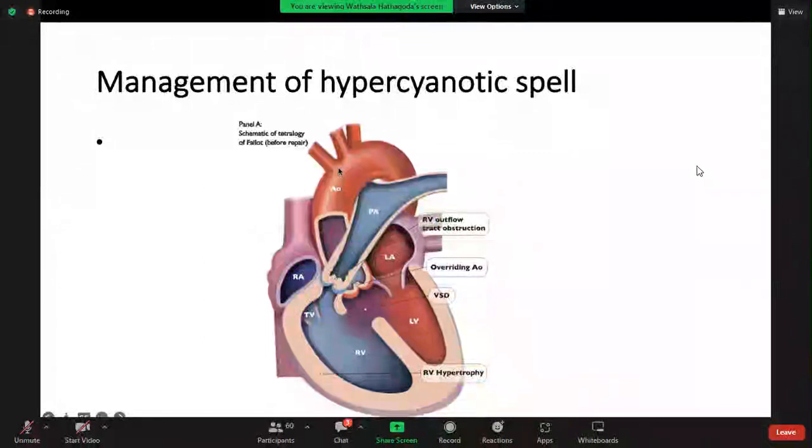What else? So what happens when they are having cyanosis and mixing of oxygenated and deoxygenated blood? What happens? So they are having a relative hypoxemic condition in the blood. So as a result, it's a stimulation for your erythropoietin. So as a result, what happened?